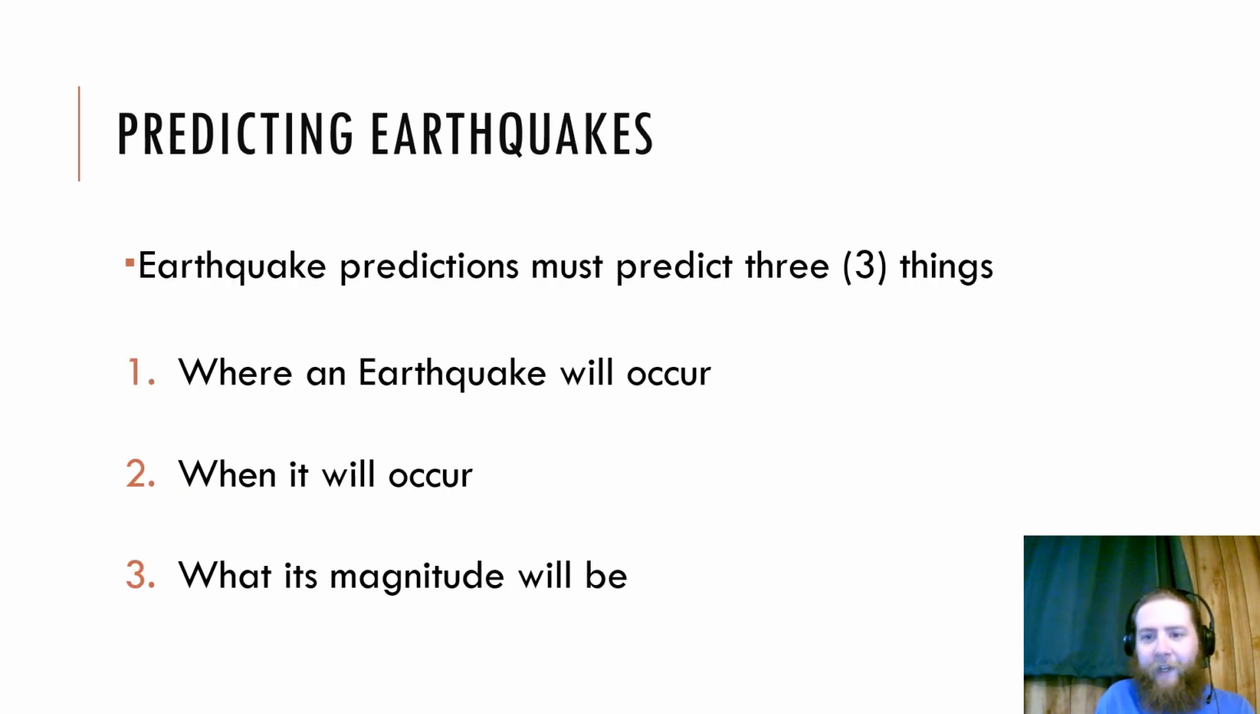So to predict earthquakes, we want to know 3 important things: where an earthquake will be, when it will be, and how strong it will be. Really, those are the 3 things that we're interested about when we talk about earthquakes. Is it going to be in the United States? Is it going to be in Europe? When is it going to be? And then how strong is it going to be?